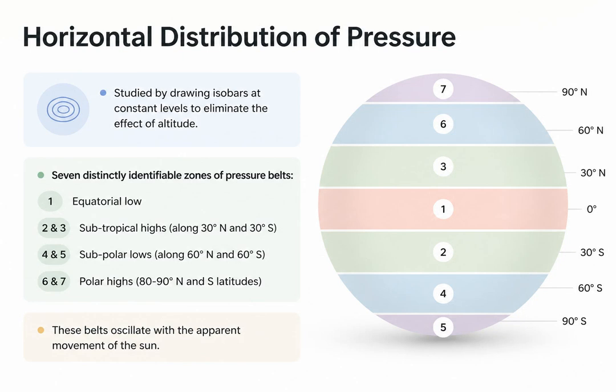Zooming out to a global scale, we can map the horizontal distribution of pressure across the Earth. By adjusting all measurements to sea level to remove the effects of altitude, we find 7 distinct global pressure belts. There is the equatorial low in the middle, flanked by matching pairs of subtropical highs, subpolar lows, and polar highs in both hemispheres. These belts aren't static. They shift north and south throughout the year as the Earth orbits the Sun, setting the stage for our global wind patterns, which we will explore next.